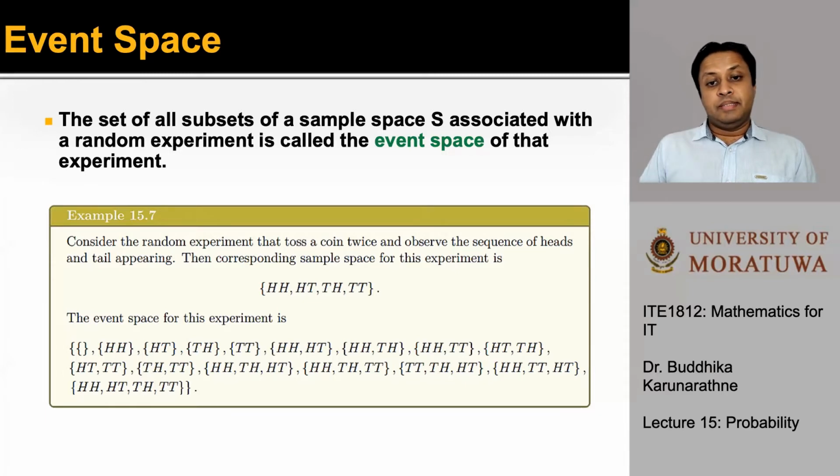Then the corresponding sample space for this experiment is head, head, head, tail, tail, head, and tail, tail. So this is the set containing that. We call it the sample space. And we can define the event space as follows, including the empty set, head, head, head, tail, tail, head, tail, tail, head, head, tail, tail, head, head, tail, head, and so on. So this is the set of all subsets of the sample space. That's what we identify as the event space.